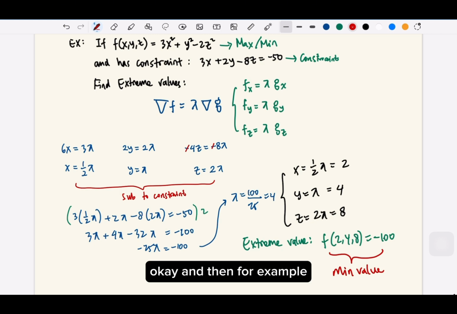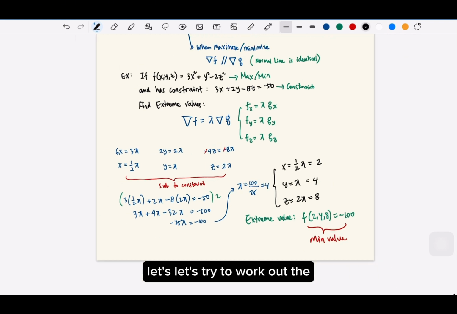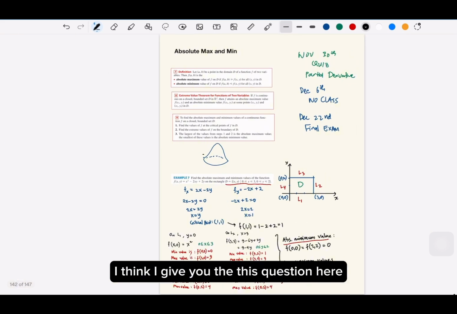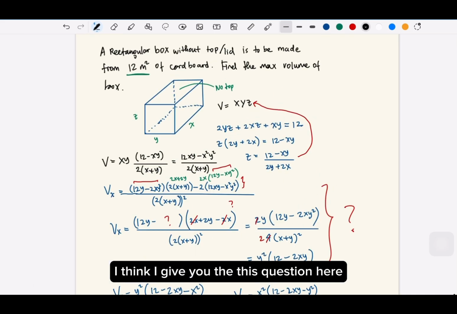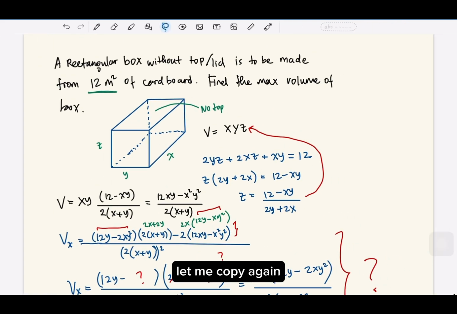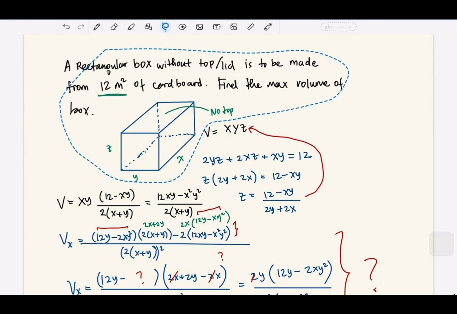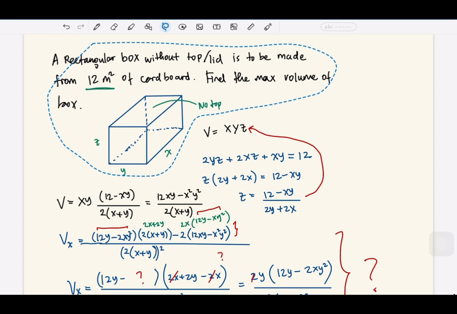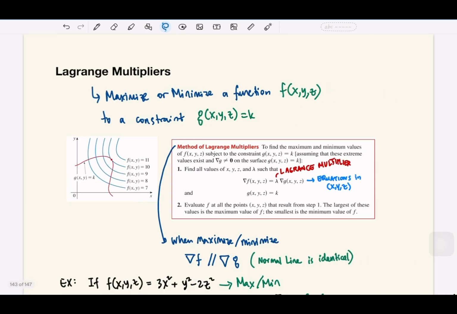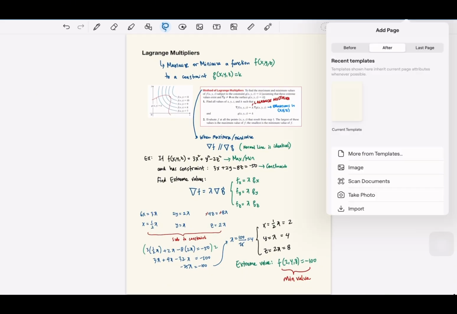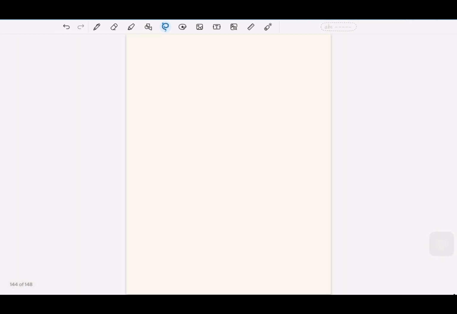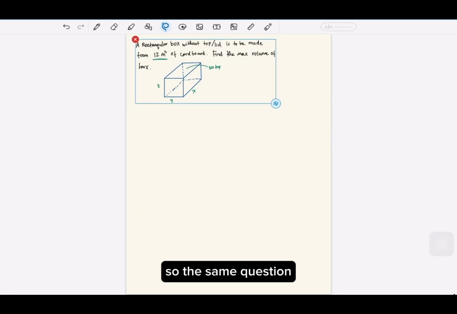Okay, and then, for example, let's try to work out this question. I think I give you this question here. Let me copy it again. This one. So the same question.